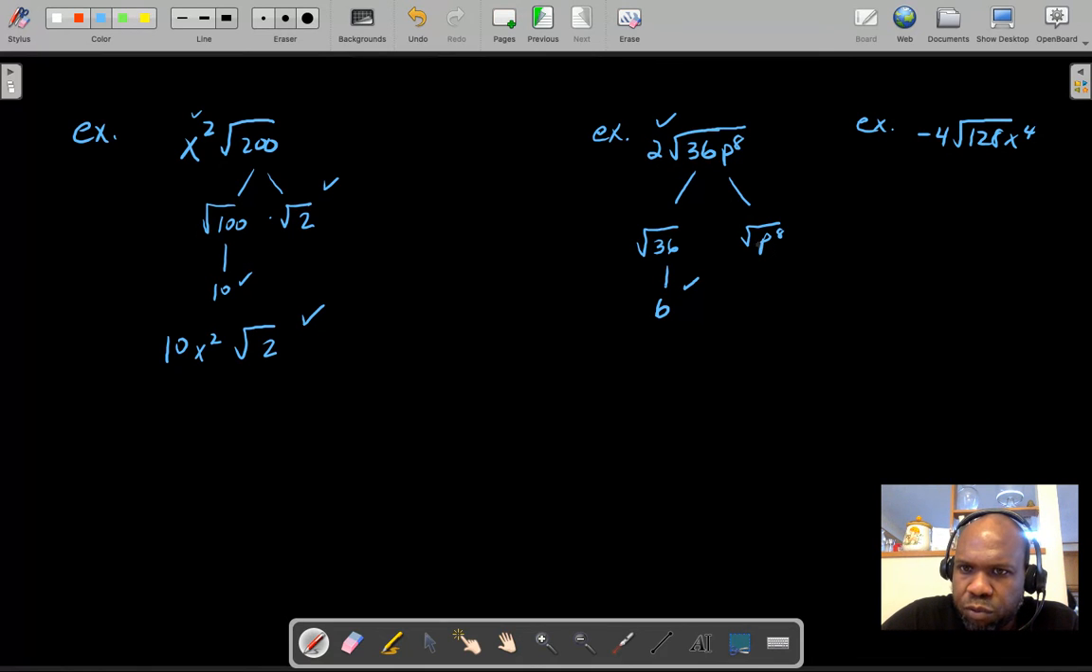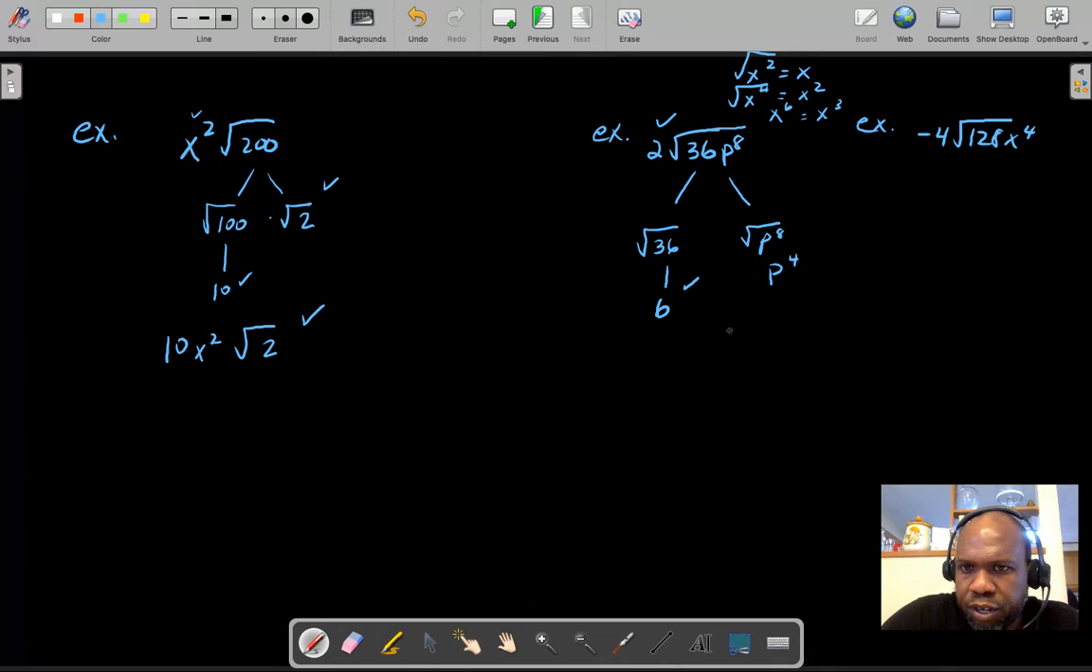But what about this one? We have p to the power of 8. We said before that the square root of x squared equals x. So what about x to the 4th power? The square root of x to the 4th power would be x squared. What about x to the 6th power? That would be x to the 3rd. So again, think about it. The square root of p to the 8th power would be p to the 4th.